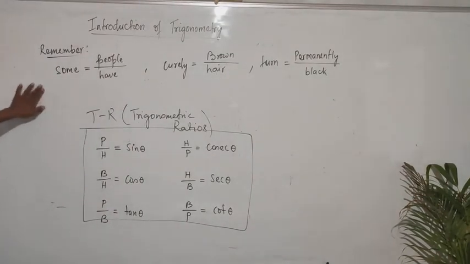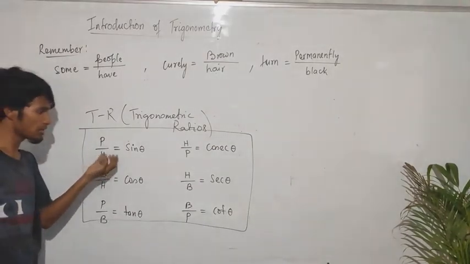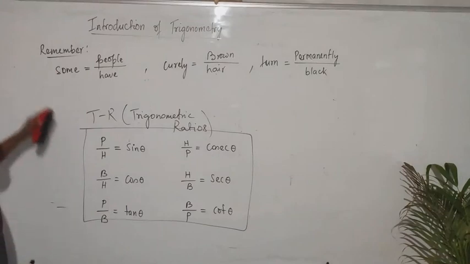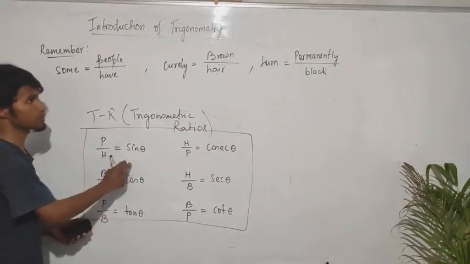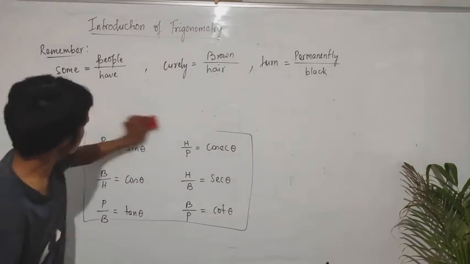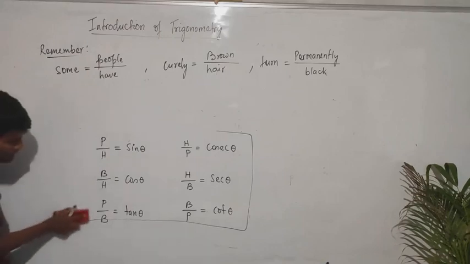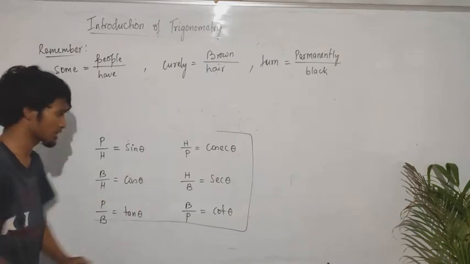Now we'll do some problems related to this, but before we do the problems related to these trigonometric ratios, at least you have to remember the formula of Pythagoras theorem. Okay, right? This formula, we use it. And remember the name of this formula. This formula is called trigonometric ratios. And how many of them? 6. 1, 2, 3, 4, 5, 6.